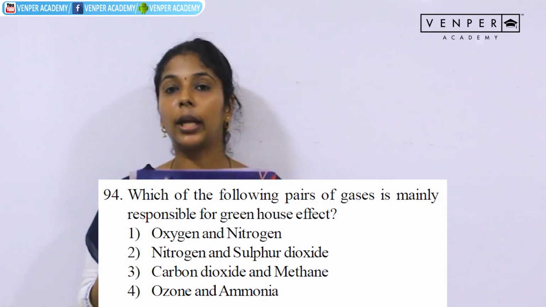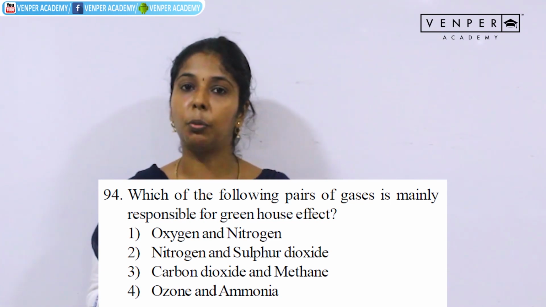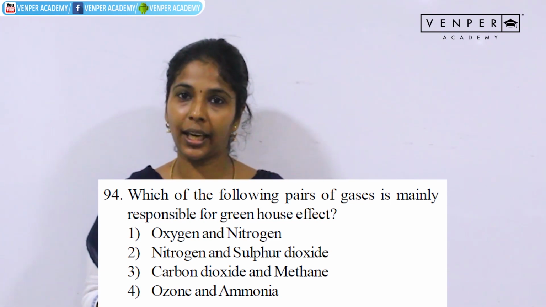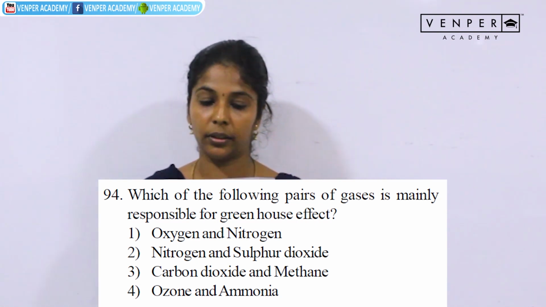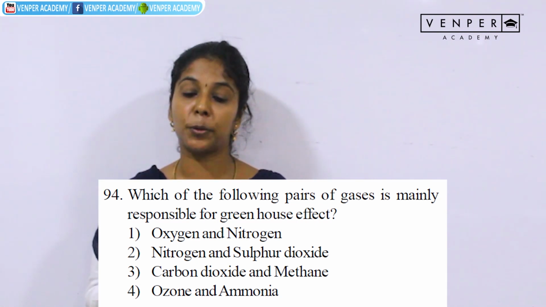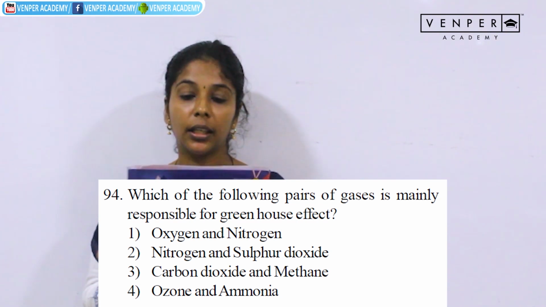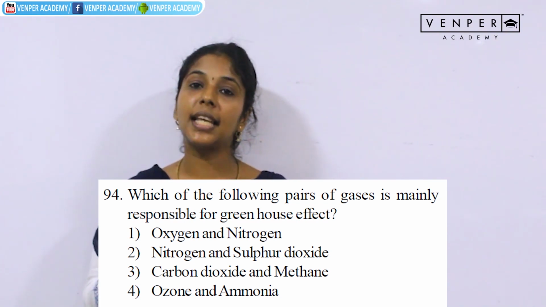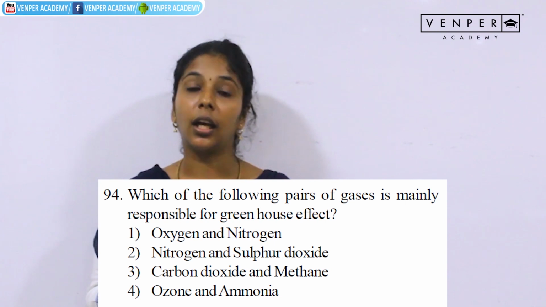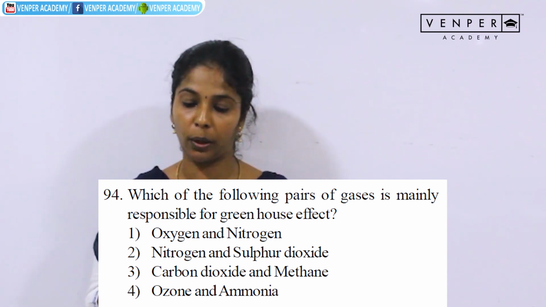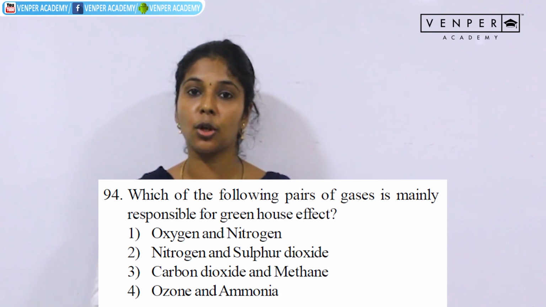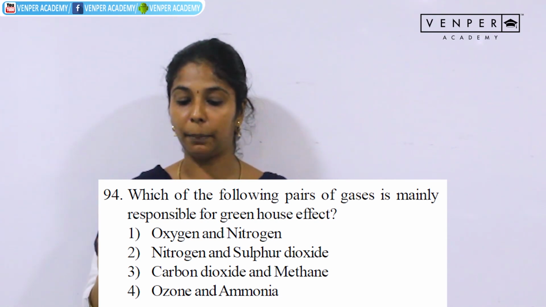There are important greenhouse gases, which are carbon dioxide, methane, ozone, nitrous oxide and water vapor. So here the correct option is carbon dioxide and methane. When there is an increase in greenhouse gases, it causes considerable heating of earth, leading to global warming. So the correct option is option 3, carbon dioxide and methane.